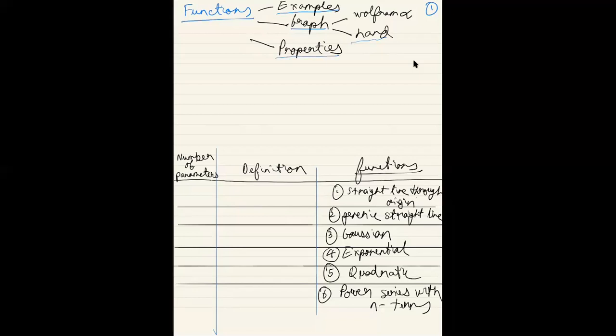So last module, we ended by talking about a list of functions, and I asked you to think about the number of parameters in that function. So hopefully you did that. If not, let's look at it together.